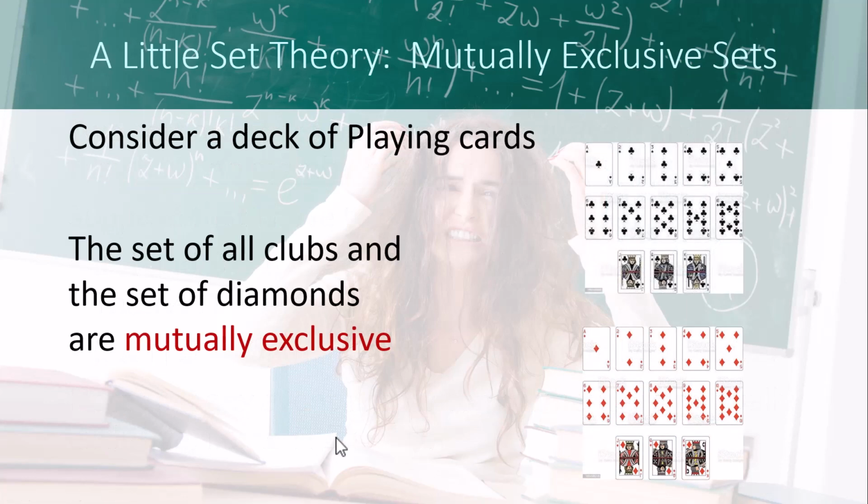Okay, so let's just go through a few examples for this. Let's consider ourselves a deck of playing cards. Here we go. All right, here we have the set of all clubs, and here we have the set of all diamonds. Notice that none of these elements are common. These are mutually exclusive. Their intersection would be the empty set. Pretty straightforward, huh?